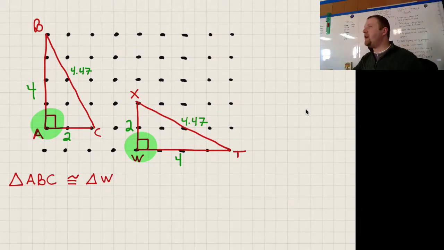What was the next letter I named in naming my triangle? Yep, it was B. And B is at the very pointy tip up here at the top. Which letter does that correspond to in the next triangle? It corresponds to T. So wherever there's a B, I have to have a T.